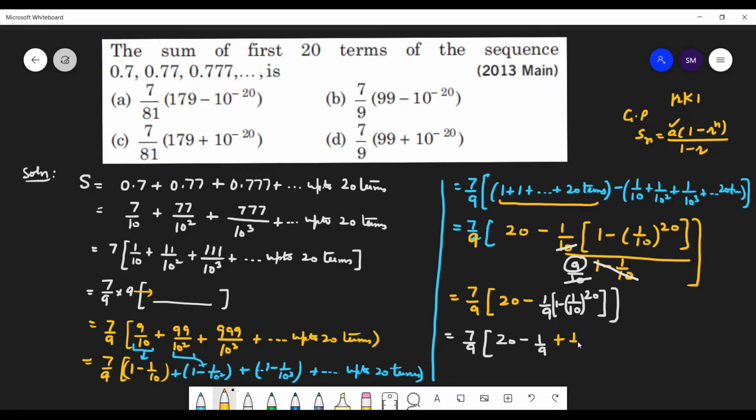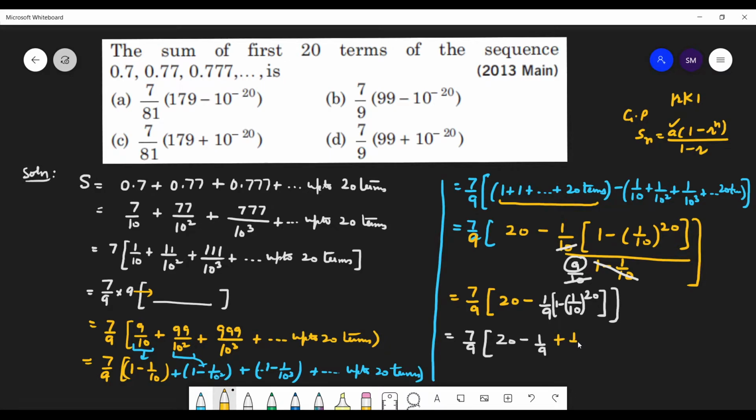Yes, sir. So this 9 will come outside taking common. So 7 upon 81 into 179 plus 1 upon 10 raised to power 20. So it will go up, because we have to write it as per the need of the answer. So 7 upon 81. Okay, students? Yes, sir.